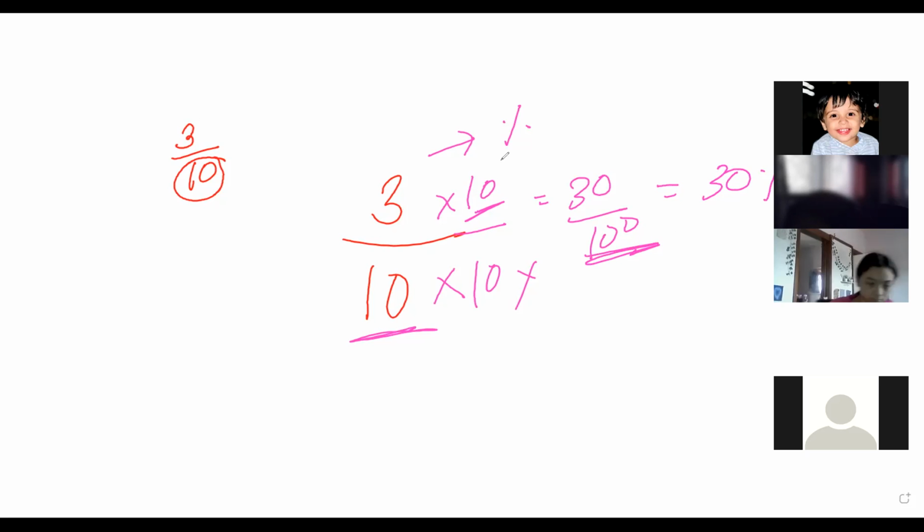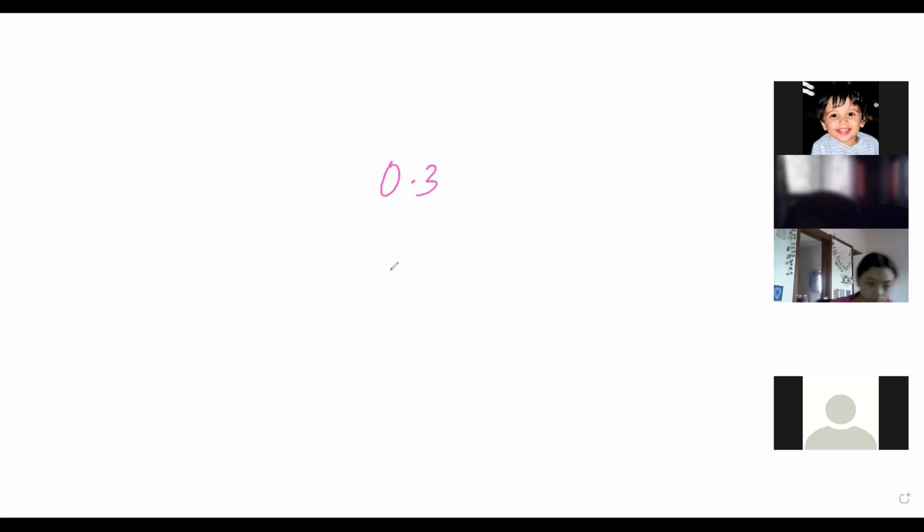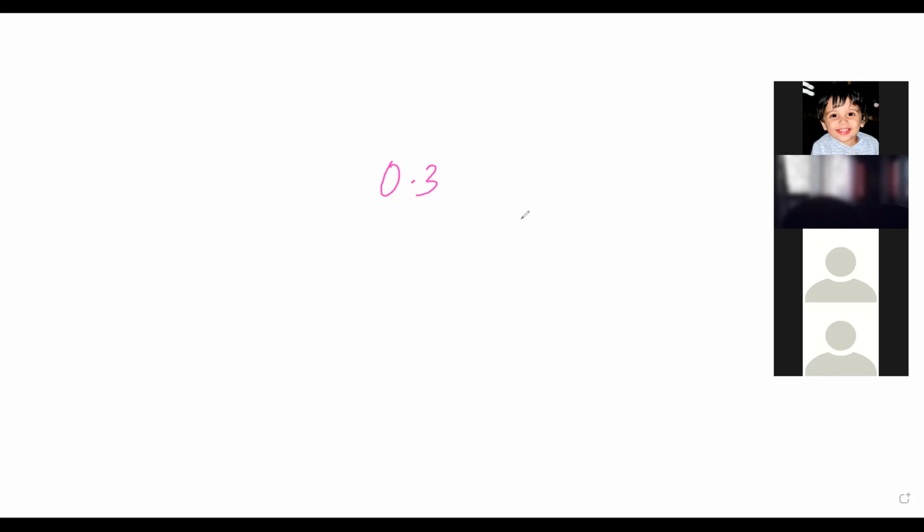This was one kind of question. Another kind of question you will see is like this, 0.3. How do you make it a percentage? How will you make this a percentage? Tell me, anyone?